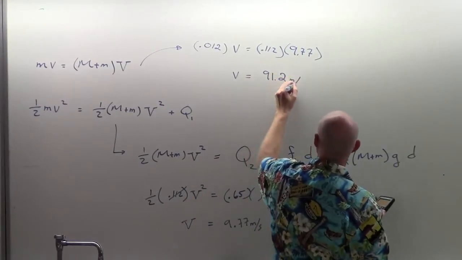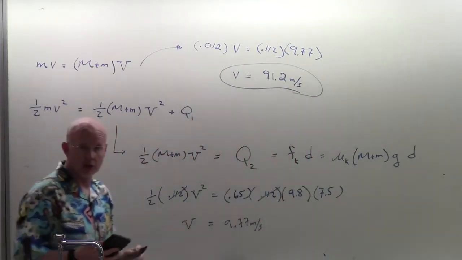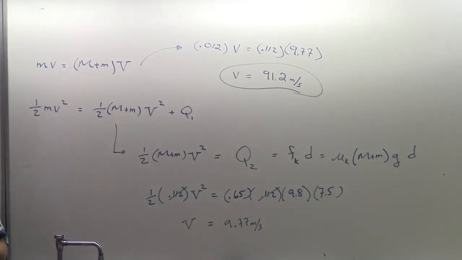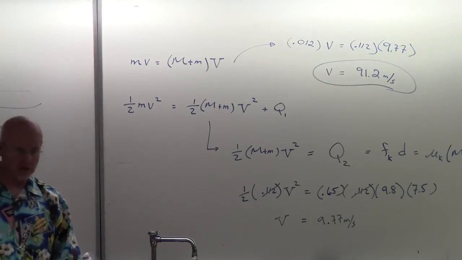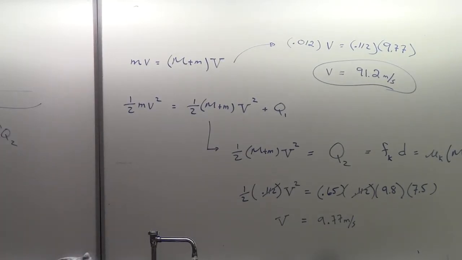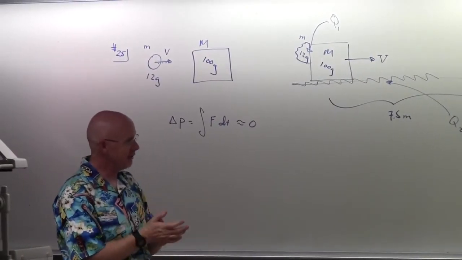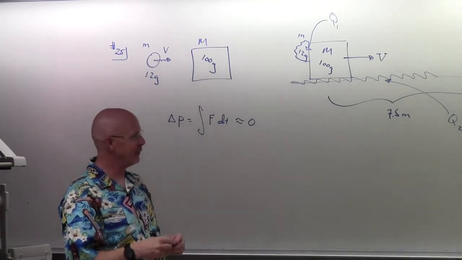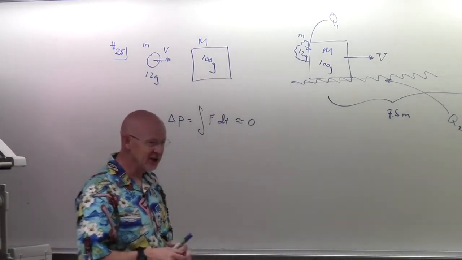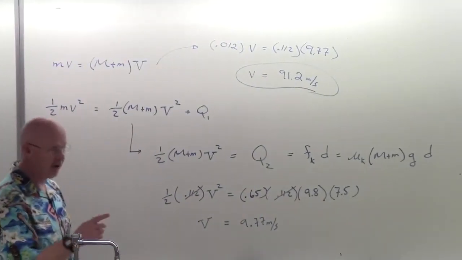91.2 meters per second. So there's the speed of the thrown piece of clay, which, by the way, is about 200 miles an hour. So whoever threw this clay should probably think about a baseball career right here. And be a strikeout leader, assuming they can get it over the plate at that speed. So it's a huge speed. And there is our final answer.